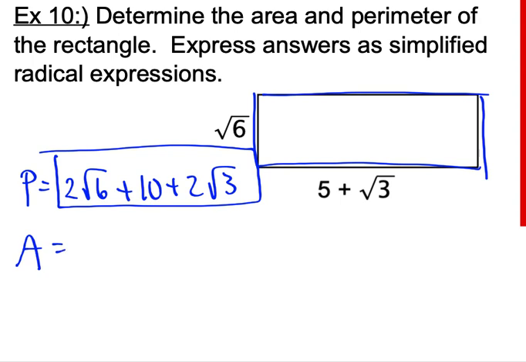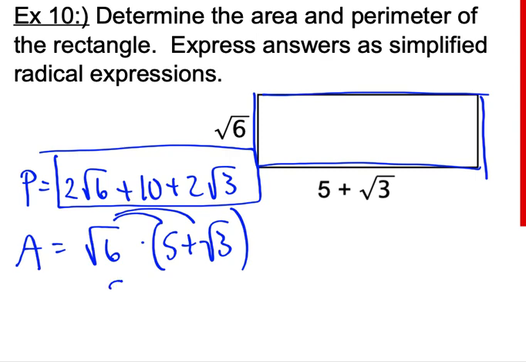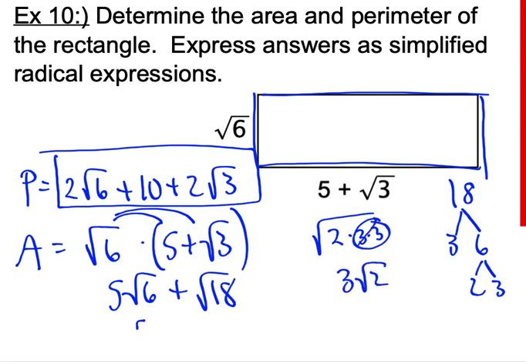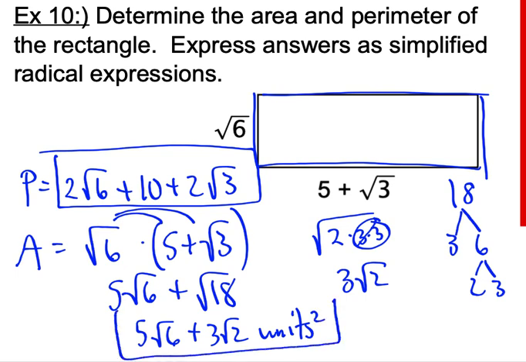The area, be a little more interesting. It's going to be the square root of 6 multiplied by 5 plus the square root of 3. There are some things that we can simplify down here. We will distribute. We get 5 square roots of 6 plus the square root of 18. Keep in mind that 18 is 3 times 6. 6 is 2 times 3. So the square root of 18 is 2 times 3 times 3. Pull out the 3's, 3 square roots of 2. So this is 5 square roots of 6 plus 3 square roots of 2 square units. And that is the area.